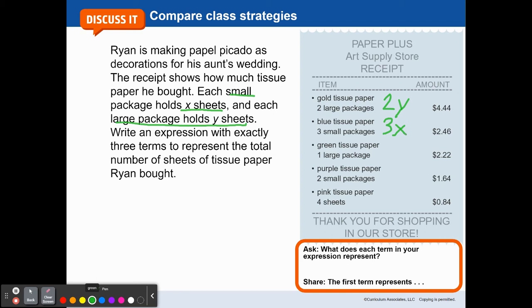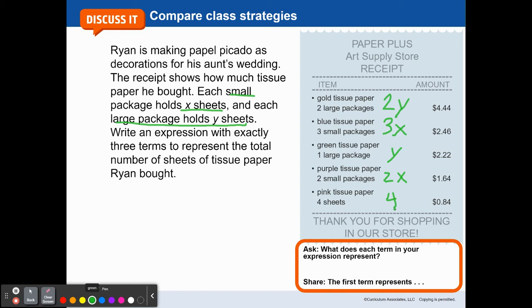Then green tissue paper, 1 large package. You can write 1Y, but it's not necessary. The 1 is implied in front of the variable. Then we have purple tissue paper, 2 small packages, so 2 times the number inside of a small package. And then 4 sheets of pink. So that already has our sheets. It's not a package, it is 4 sheets. So that 4 is a constant there by itself.